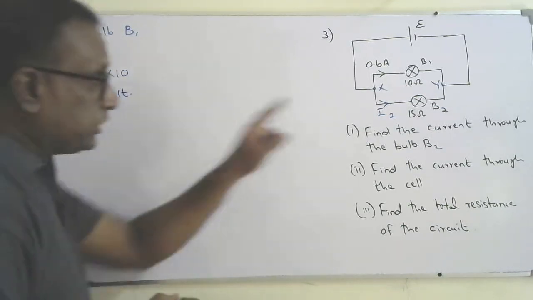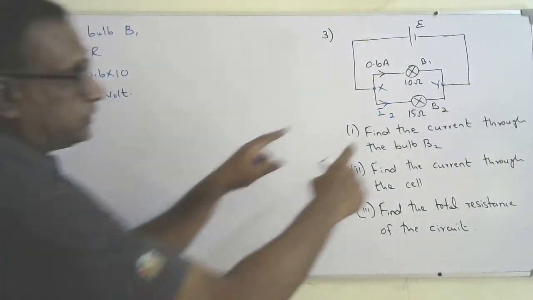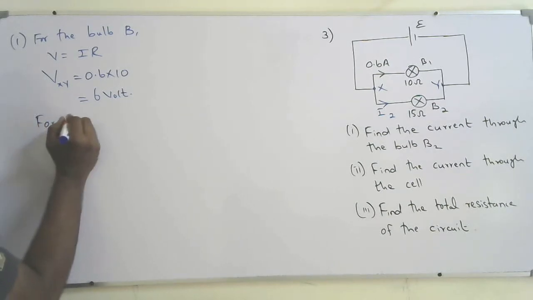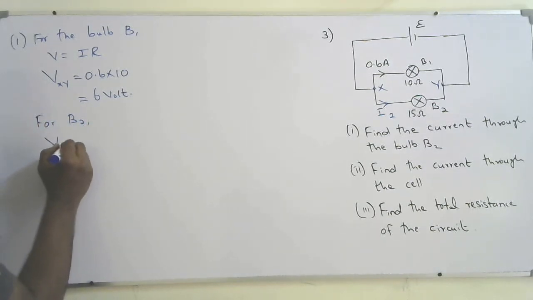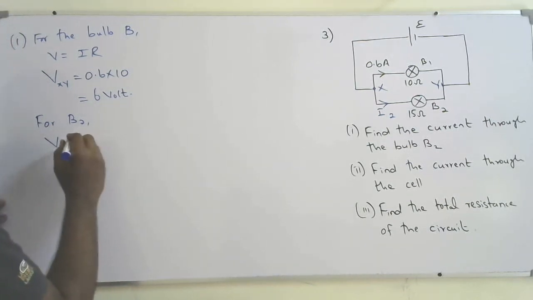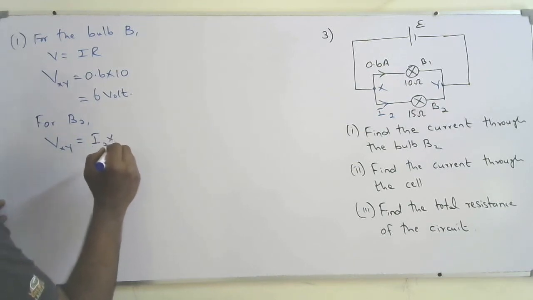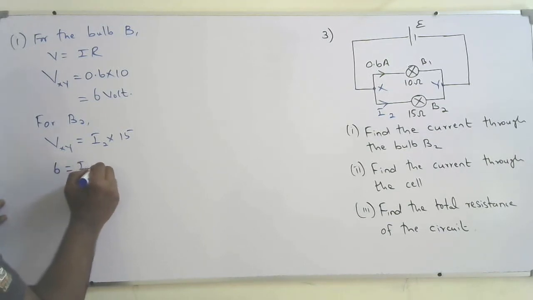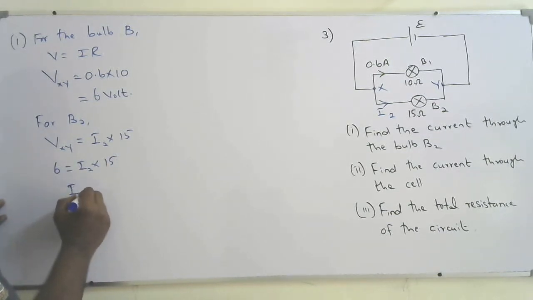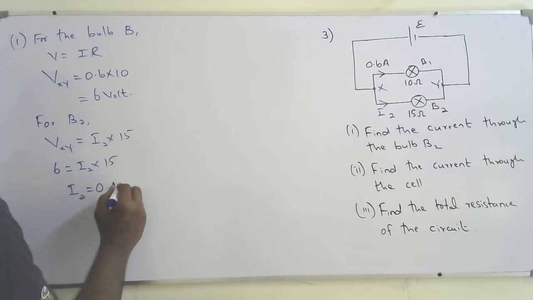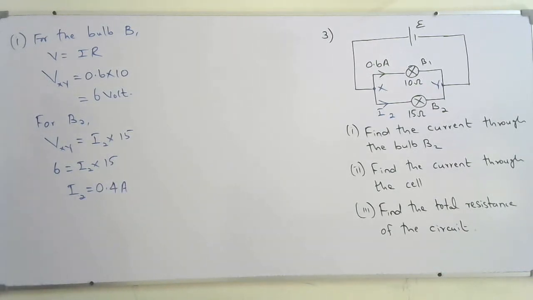The voltage across bulb 2 is also the same voltage, because the voltage across bulb 2 is also the voltage across the junction. So for bulb 2, I can use VXY, which is equal to I2 times its resistance, 15. So VXY, I found it, 6 is equal to I2 into 15. Find the I2. That will be 0.4 amperes. That's the answer for the first part.